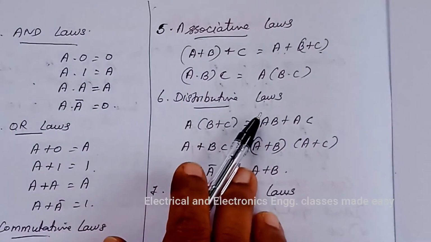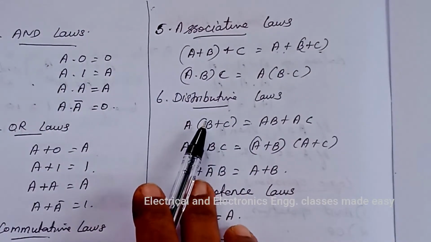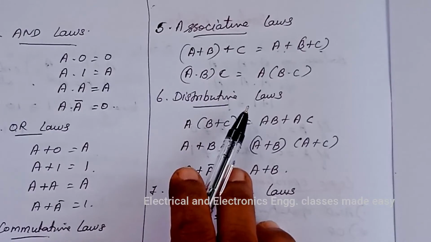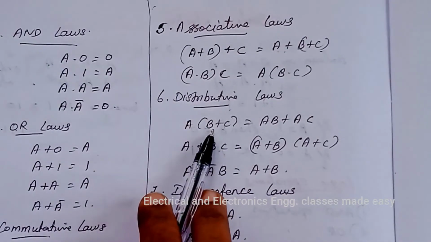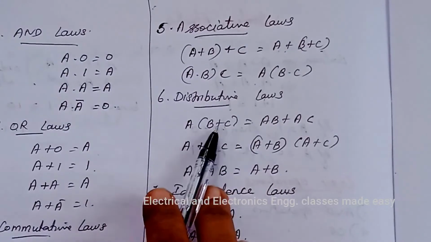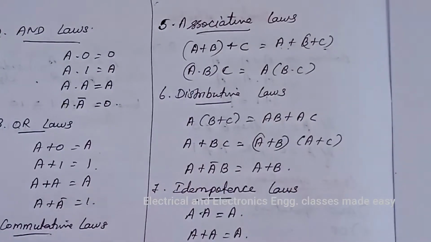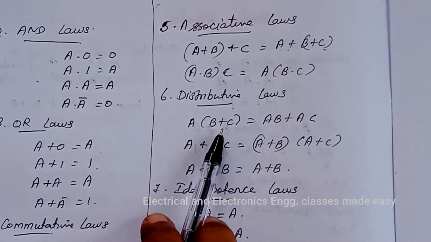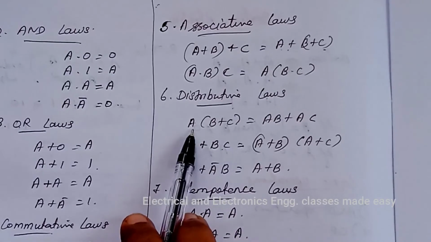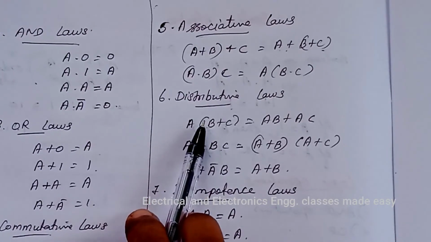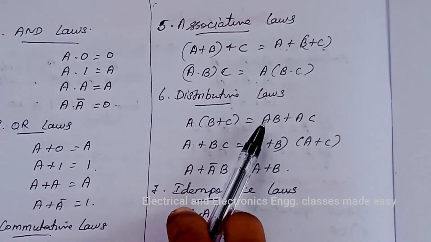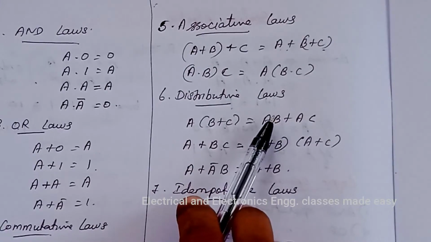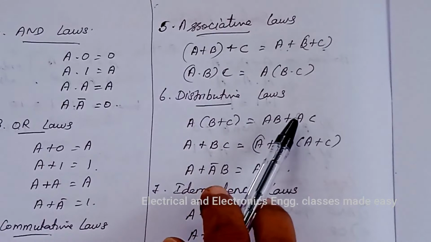Next is distributive laws. The distributive laws allow factoring or multiplying out of expressions. That is A into (B plus C) equal to AB plus AC. This law states that ORing of several variables and ANDing the result with a single variable is equivalent to ANDing that single variable with each of the several variables and then ORing the products.